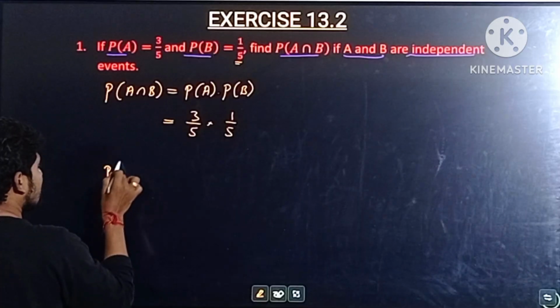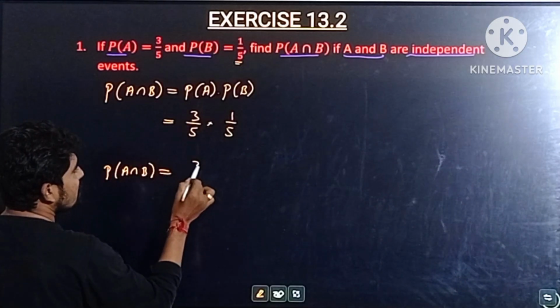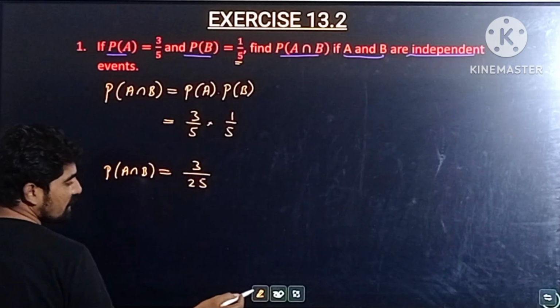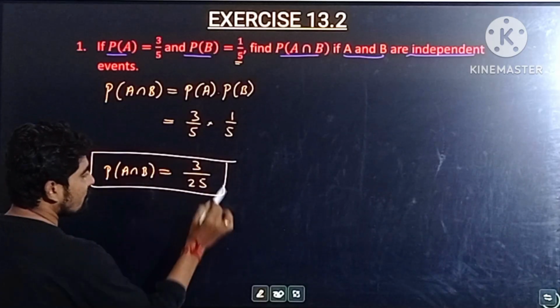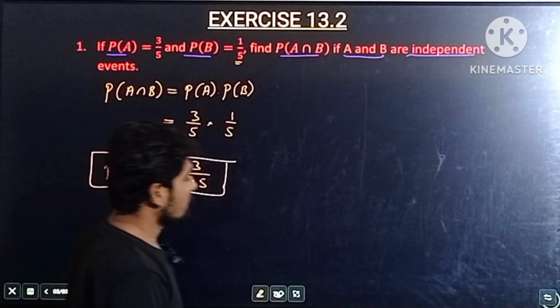Therefore, the required probability of A intersection B is equal to 3 ones are 3, divided by 5 into 5, 25. So the required probability of A intersection B is equal to 3 by 25. I hope all of you understood. Now let's start the next question.